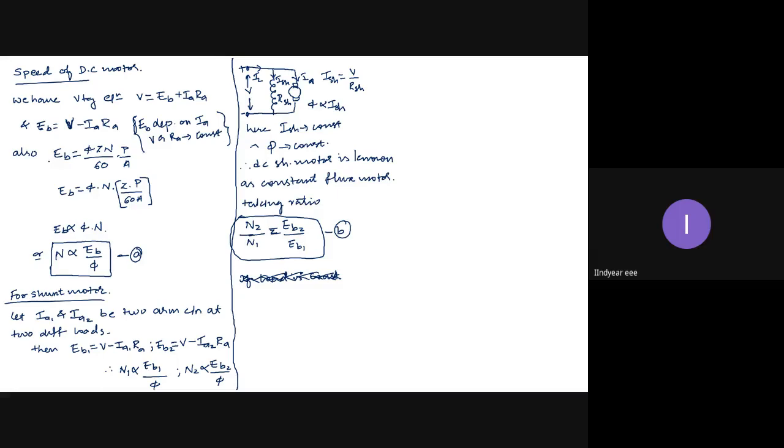Let us consider this equation practically. EB is equal to V minus IRA. Now, RA is very small. It is sometimes a fraction of an ohm, less than 1 ohm. Then what about IRA?